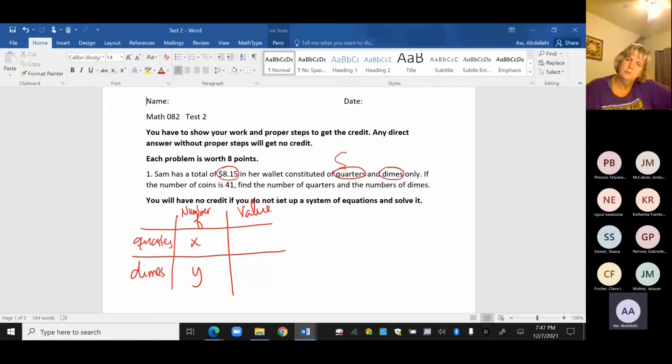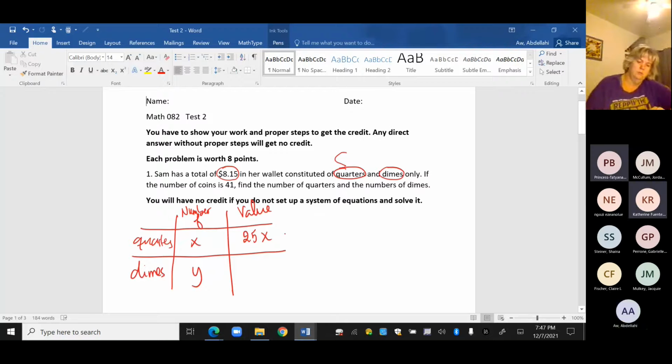So 1 quarter is how many cents? 25 cents. And how many quarters we have? You have X of them. What's going to be the value then? You're going to multiply 25 by X. 1 dime is how many cents? 10. I ask that because I always get confused in my head. So a dime is 10 cents, right? How many dimes we have? Y.